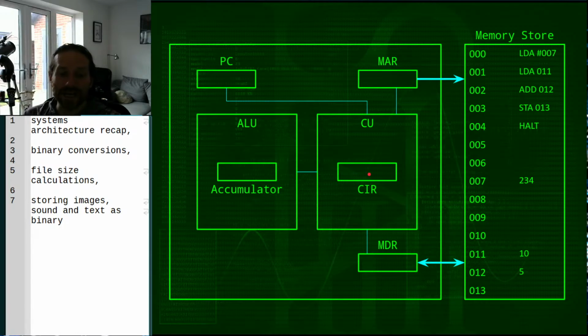The CIR will decode that instruction into an opcode and an operand. The opcode is the actual instruction itself, what it is that you need to do, and the operand is the data that you are doing it with. And then finally, the instruction is executed. So the opcode is executed using the operand data. All of that process is discussed in extreme detail in my other video about systems architecture, so I'm not going to recap that now. I just wanted to have a bit of a do-over here, just to make sure that you guys understand all of that.